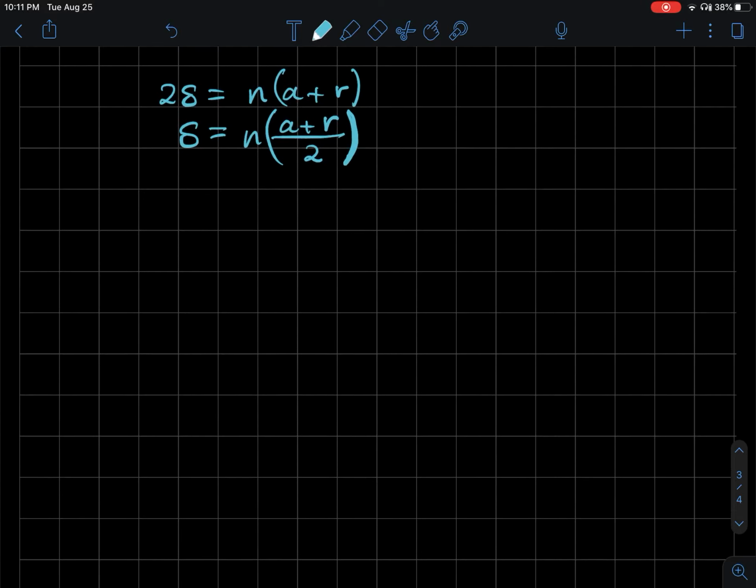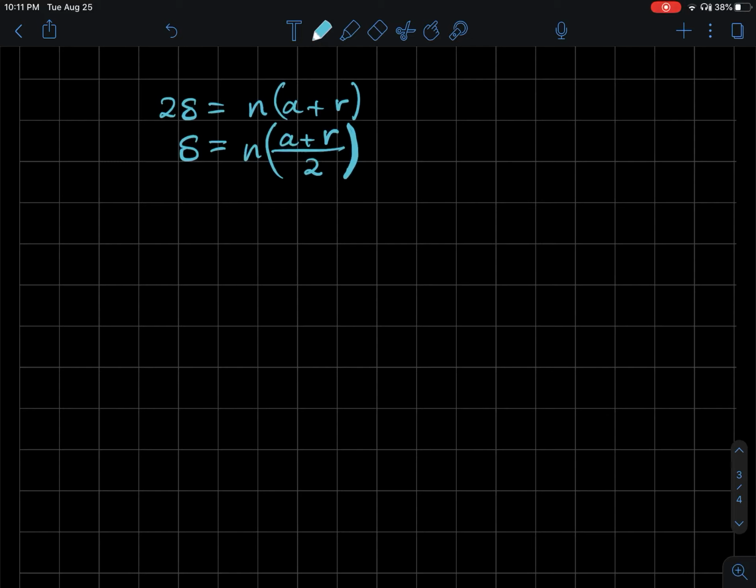And that makes sense because if you average the first and last term and multiply it by the number of terms, you should get the sum of the series. And if you really think about it, it should make sense. It looks symmetric, right? And there you go. That's the conclusion I wanted to share with you today.